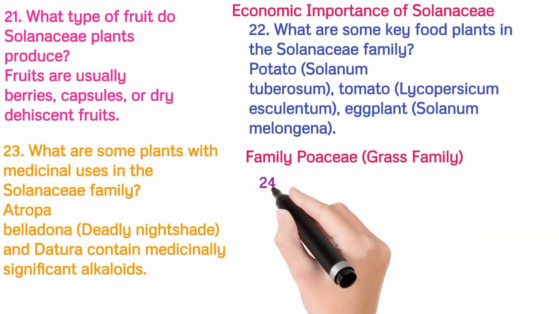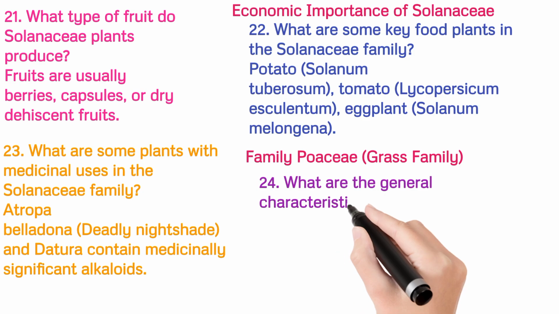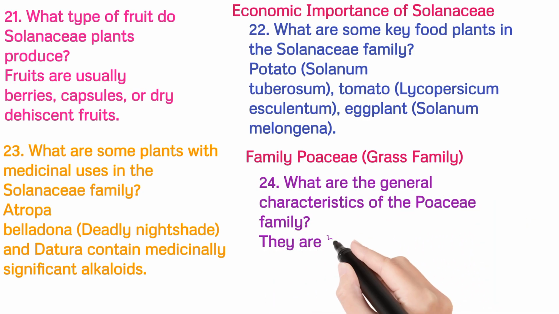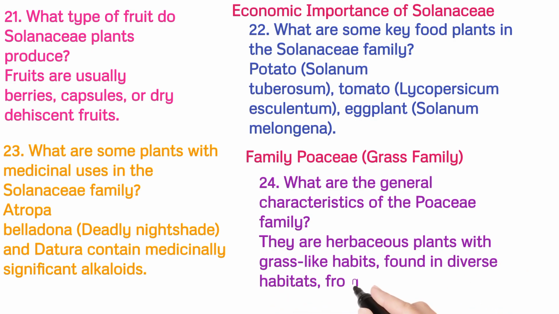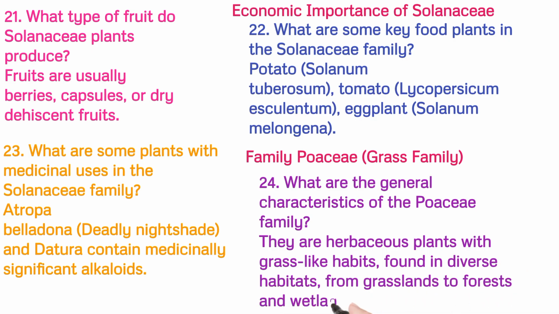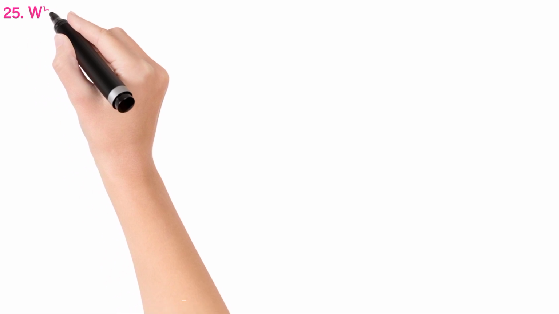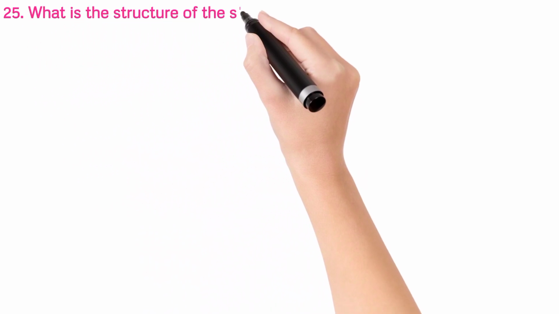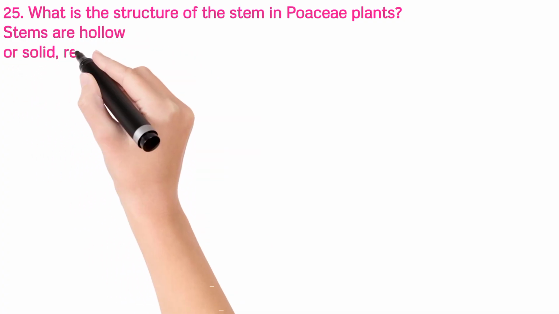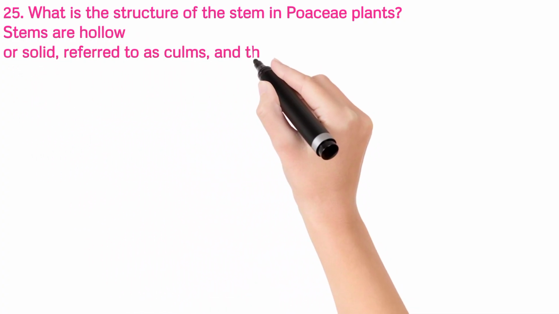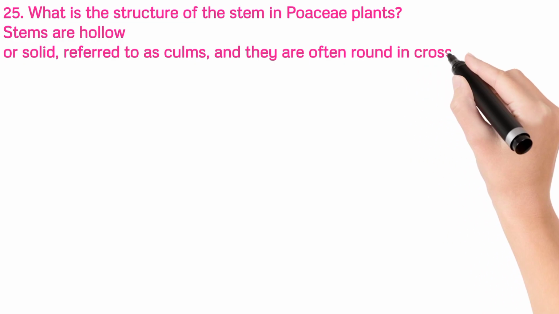24. What are the general characteristics of the Poaceae family? They are herbaceous plants with grass-like habits, found in diverse habitats, from grasslands to forests and wetlands. 25. What is the structure of the stem in Poaceae plants? Stems are hollow or solid, referred to as culms, and they are often round in cross-section.